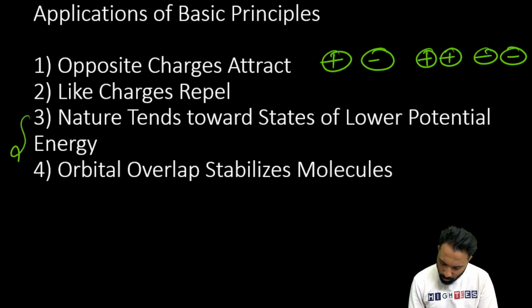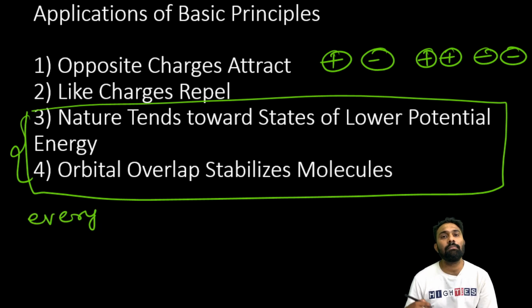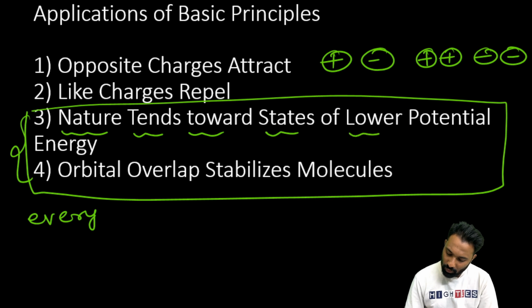Next, these two points are very important in our entire organic chemistry. Every molecule or atom or compound tries to attain the noble gas electronic configuration to feel stable. It means nature tends towards a state of lower potential energy. So sir, what does it mean? I will explain very clearly. Every atom or every compound wants to attain the noble gas electronic configuration, or else they want to be in the lower energy state. Sir, what does lower energy state mean?